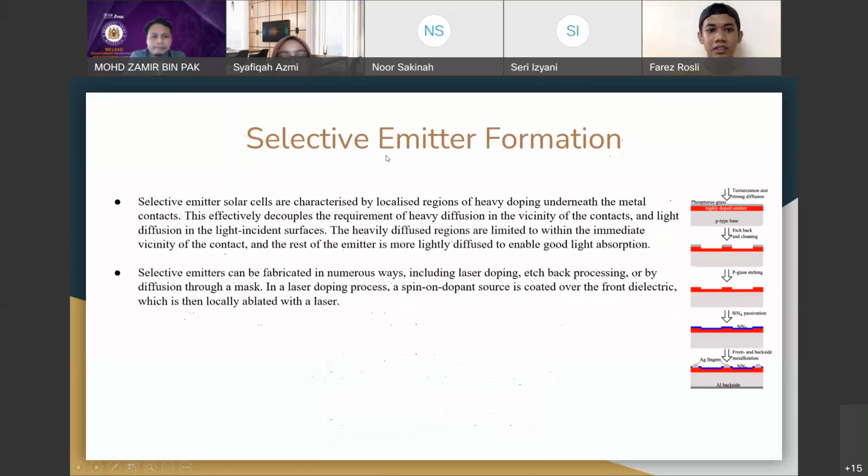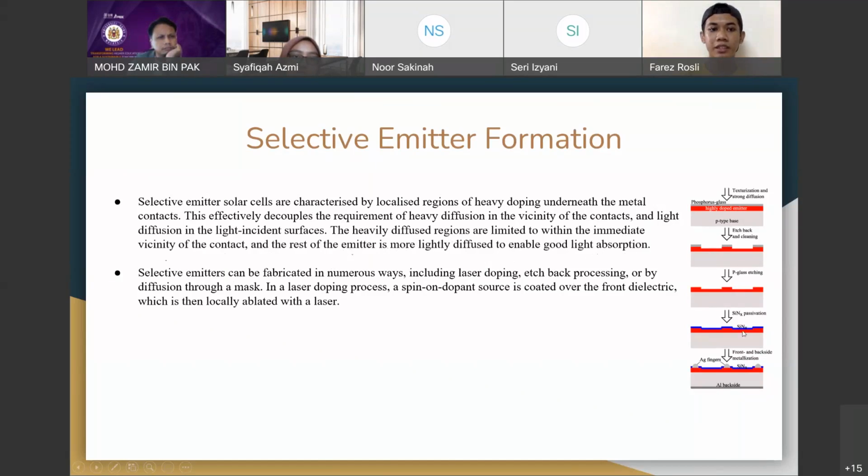Okay, then is selective emitter formation. Selective emitter solar cells are characterized by localized regions of heavy doping underneath the metal contacts. This effectively decouples the requirement of heavy diffusion in the vicinity of the contacts and the light diffusion in the light incident surfaces. So the heavily diffused regions are limited to within the immediate vicinity of the contact, and the rest of the emitter is more lightly diffused to enable good light absorption.